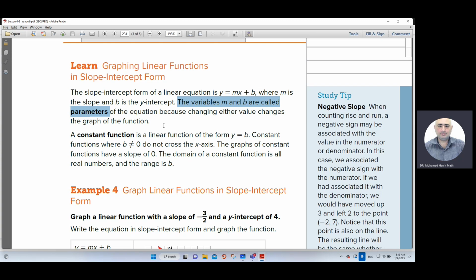A constant function is a linear function of the form y equals b, where b doesn't equal 0. It doesn't cross the x-axis. The graphs of constant functions have a slope of 0. The domain of a constant function is all real numbers and the range is b.